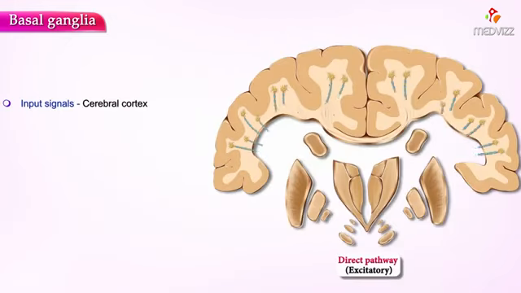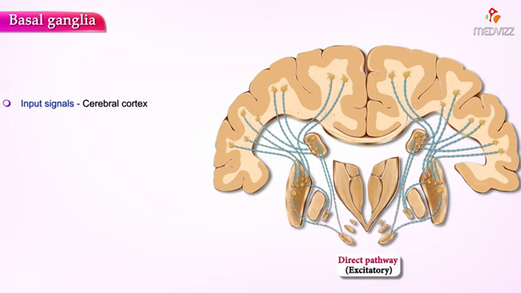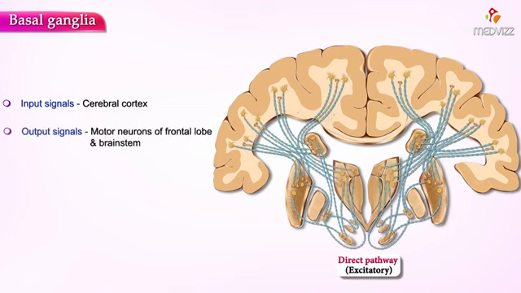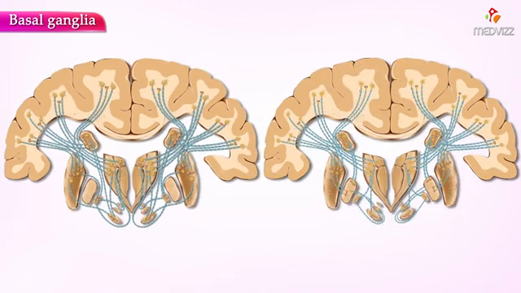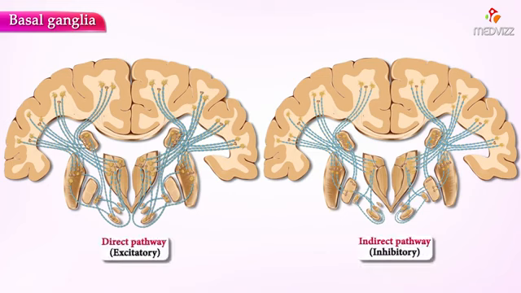Input signals from the cerebral cortex are received and processed within the basal ganglia. After that, they create a focused output signal that ends up within the motor neurons of the frontal lobe and the brainstem. These signals serve for planning and proper execution of a movement. Unlike the cerebellum, basal ganglia do not receive input signals from the spinal cord, but they are directly connected to the cerebral cortex. From the striatum, the two main pathways of the basal ganglia arise, which are called the direct and indirect pathways.